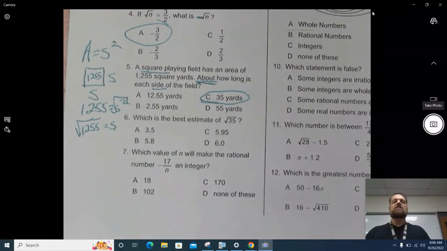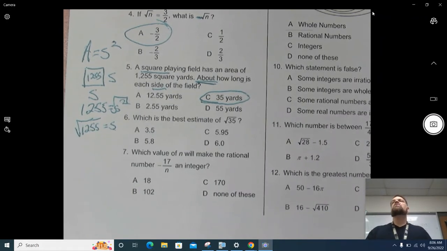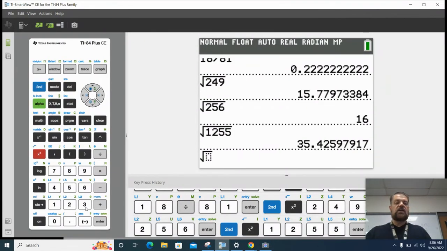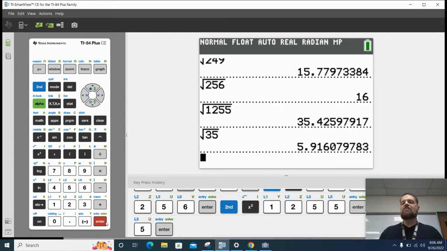So what's the best estimate of the square root of 35? Well, I would guess it's pretty close. What's the square root of 36? 6. So I would guess that it's pretty darn close to 6. I'm going to guess and say it's either C or B. How can we find out? Take the square root, our handy dandy calculator. Square root of 35. 5.91. All right.